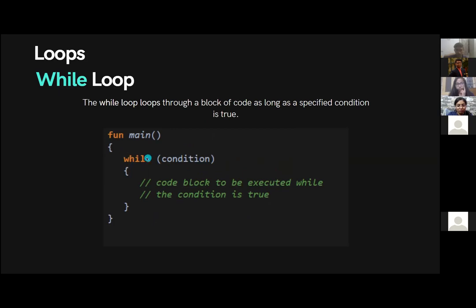You put down the keyword while, and then the condition which it needs to check, and then the code block which you want to run if the condition is true. So this is the basic syntax for while.